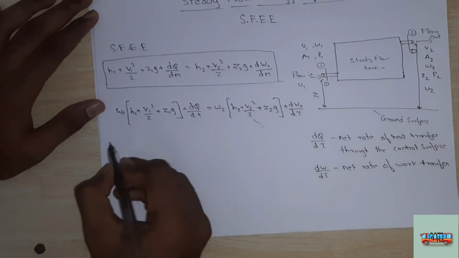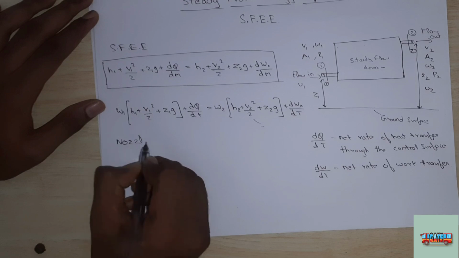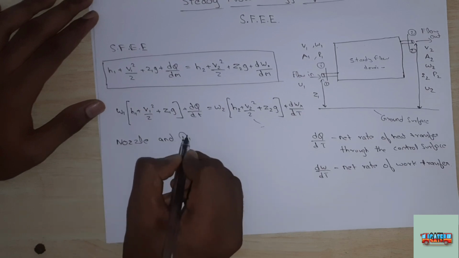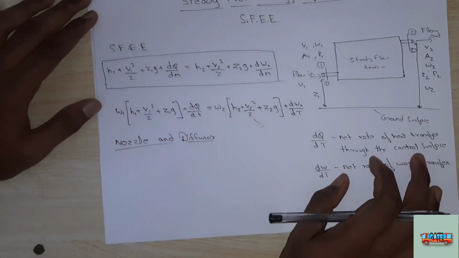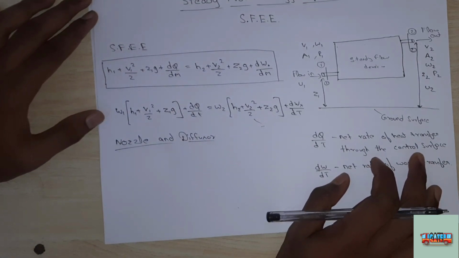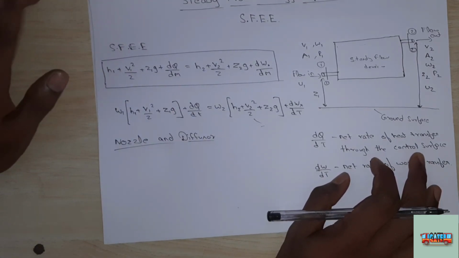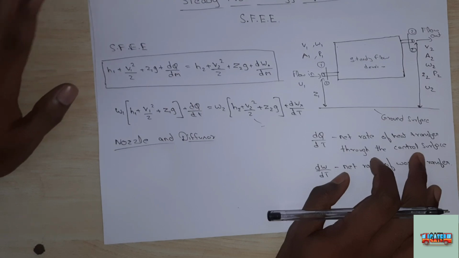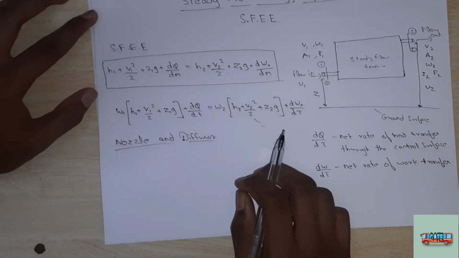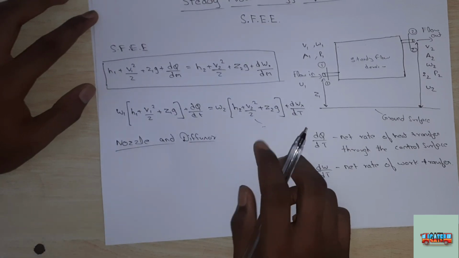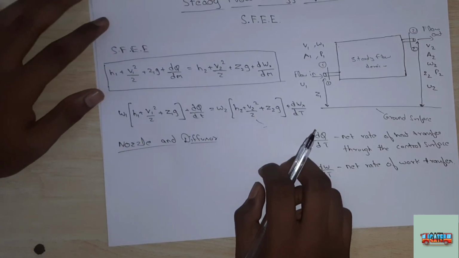So the first one is nozzle and diffuser. Nozzle is nothing but a device which increases the velocity or kinetic energy of a fluid at the expense of its pressure drop, whereas diffuser increases the pressure of the fluid at the expense of its kinetic energy.